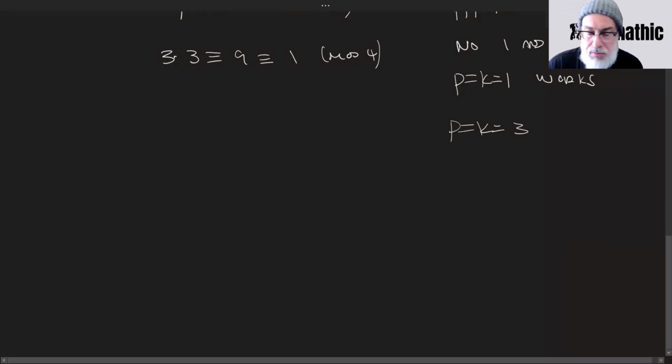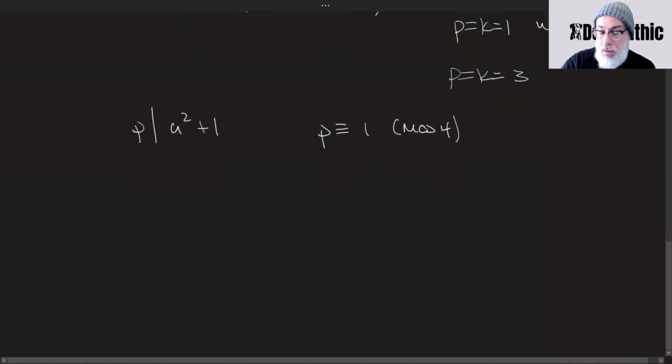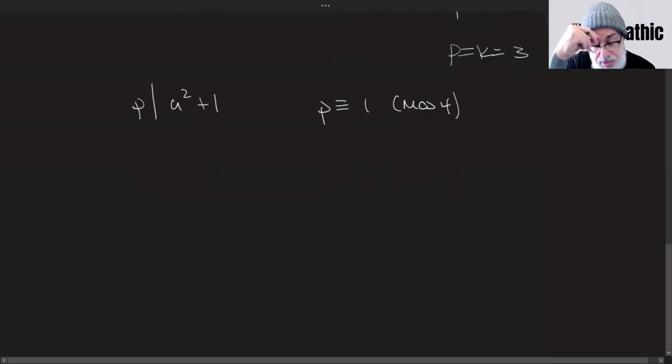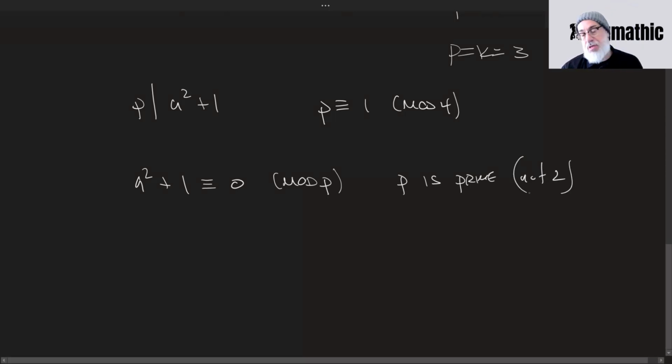How about we start over? All right, so we have p divides a squared plus 1. We want to show that p is congruent to 1 mod 4. So we started with a squared mod 4. What if we looked at this mod p? Because p dividing a squared plus 1 means that a squared plus 1 is congruent to 0 mod p, where p is prime. And again, not 2. So p is prime.